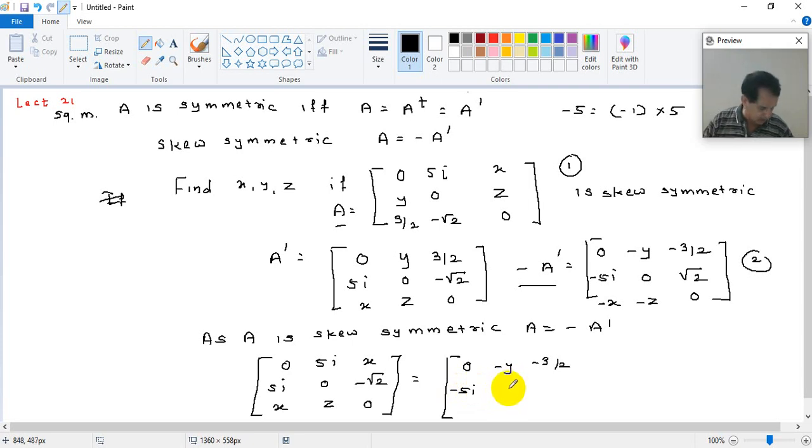Is it right? Have I made a mistake somewhere? A dash, okay. I want A and minus A dash to be equal, right? If A is skew symmetric, what is asked here is find x, y and z. So, okay, A is equal to minus A dash.